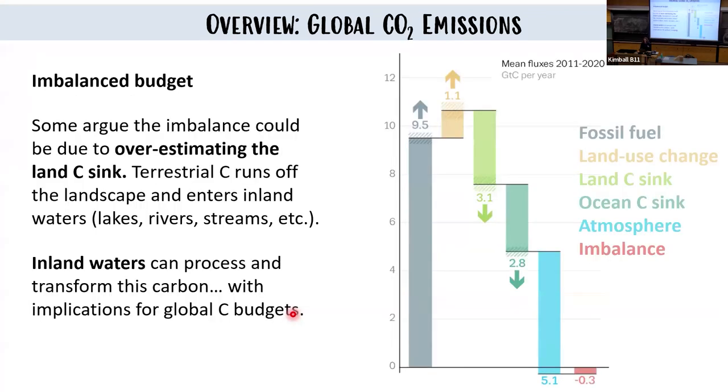And some would argue that this imbalanced budget could partly be explained by inland waters. And so some argue that the imbalance comes from overestimating that land carbon sink, this green one, and that's because on the terrestrial landscape there's a lot of carbon fluxes happening, but we also know that sediment and leaf litter and carbon particles move from our terrestrial landscapes downslope, right, with water. So the water that makes up our streams and our rivers, they transport carbon. And they're transporting carbon to our lakes and our ponds, further downstream, ultimately ending up in the ocean. And these inland waters can process and transform that carbon with implications for the global carbon budget. But for a long time, they were excluded from these budgets.